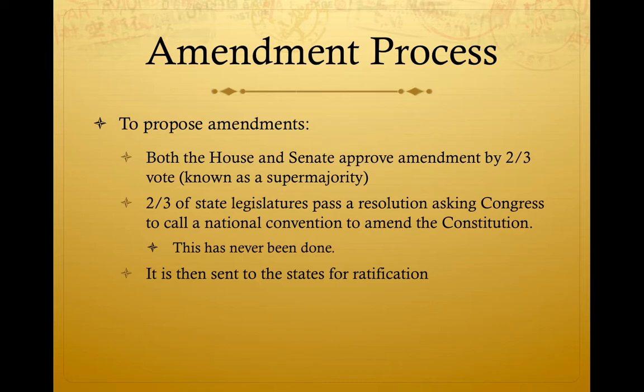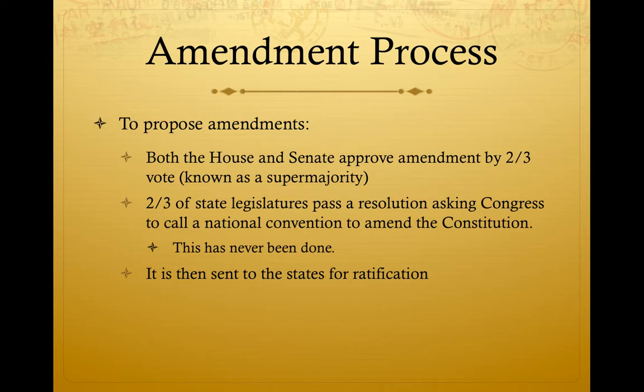To do so, both the House and the Senate have to approve an amendment by a two-thirds vote. Two-thirds vote means it is a super majority. Or two-thirds of the state legislatures pass a resolution asking Congress to amend the Constitution. We've never done that second one.